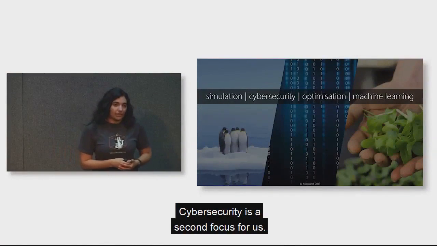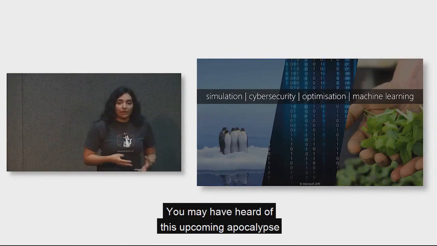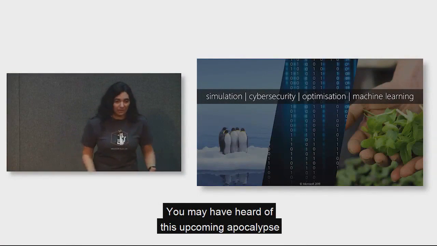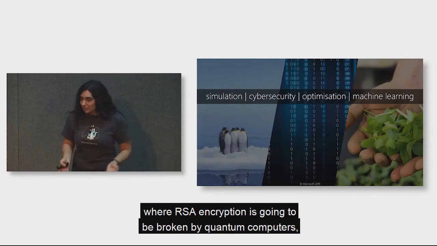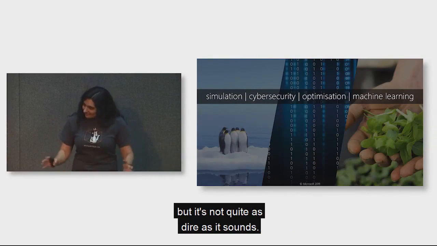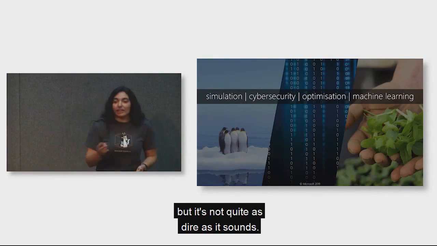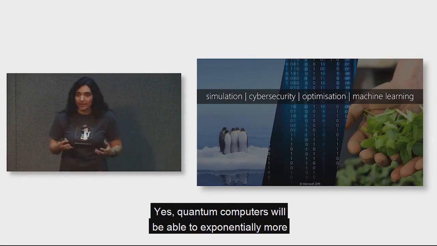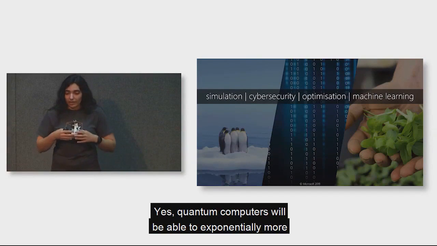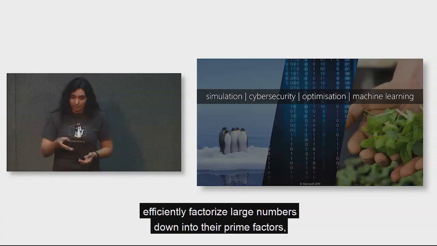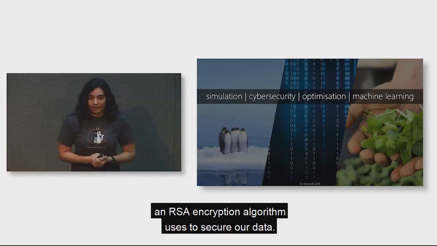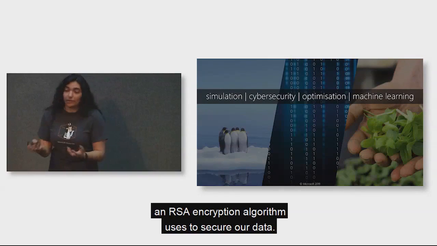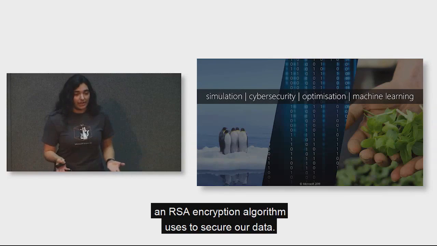Cybersecurity is a second focus for us. You may have heard of this upcoming apocalypse where RSA encryption is going to be broken by quantum computers, but it's not quite as dire as it sounds. Yes, quantum computers will be able to exponentially more efficiently factorize large numbers down into their prime factors, which is the core of what an RSA encryption algorithm uses to secure our data.